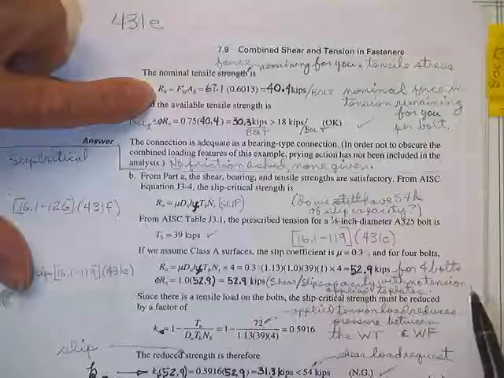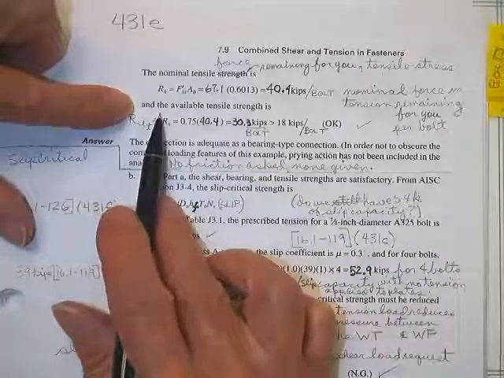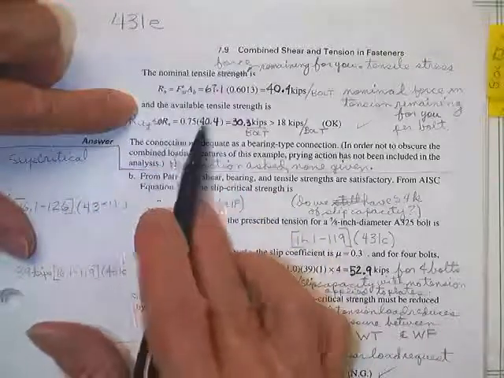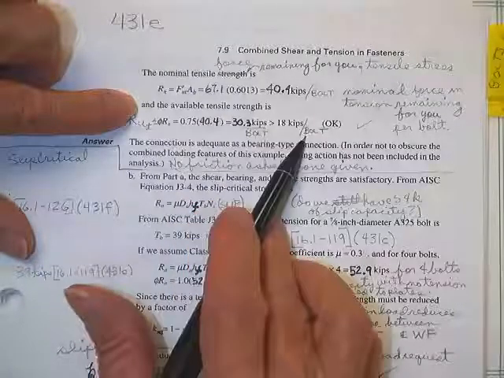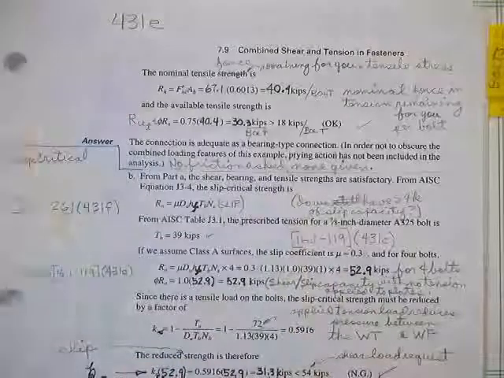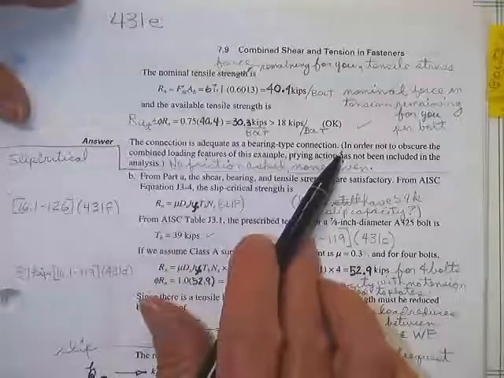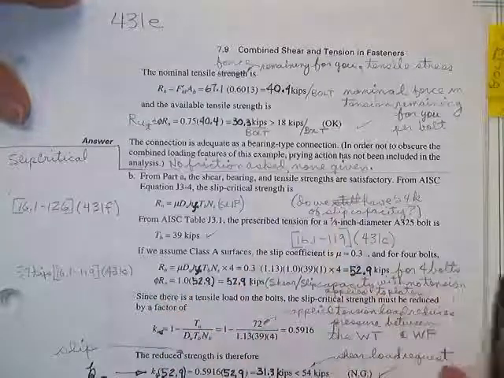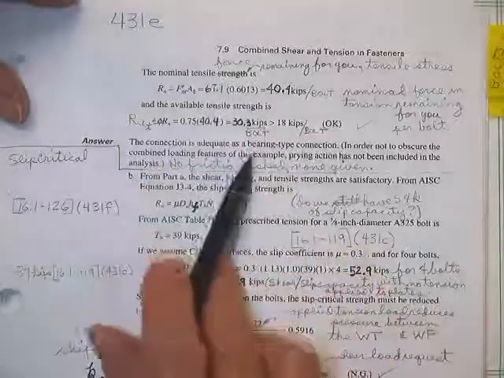So our only question is, how much did you ask versus how much is left for you? The available, this is the nominal. The available will be 0.75 times that number. That's 30.3 kips per bolt. That's more than 18 kips per bolt, which is the tension load you asked for. That's okay. So the connection is adequate as a bearing type connection. He says, look, I haven't included prying on this thing, so as not to obscure. The prying thing adds one more complexity to it, obviously. You've got enough complexity just in all of this stuff. He wants you to get that down.